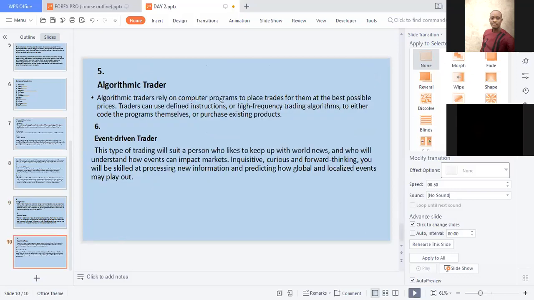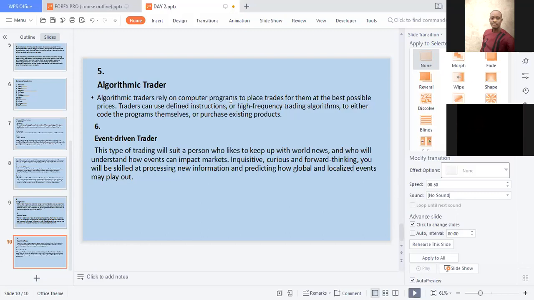Algorithmic traders are traders that rely on programs to place trades. Who are algorithmic traders? They are traders that design software. Right now, I'm designing a robot, and that robot is ready. But I'm backtesting it, and I'm going to use some months to backtest it. I want to be sure of what I'm releasing.